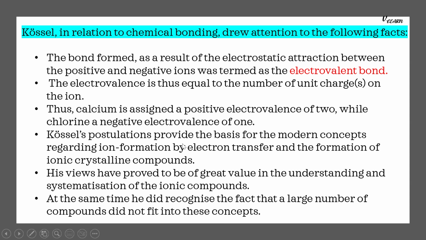Kossel's postulations provided the basis for the modern concept of the formation of ionic crystalline compounds. His views have proven to be of great value in understanding and systematizing ionic compounds. But at the same time, they do not fit a large number of compounds.